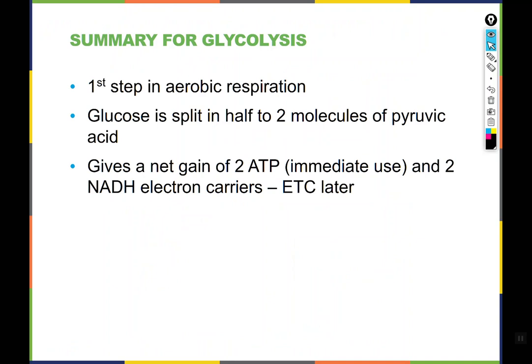All right, so the summary for glycolysis: it's the first step in aerobic respiration. You chop up glucose in half and then do some stuff to it, and that results in 2 molecules of pyruvic acid. The net gain is 2 ATP, because remember, you gain 4 ATP total, but you had to spend 2 to split glucose, so if you do the subtraction there, it equals 2. And you get 2 reduced NADHs, so those are going to have a total of 4 electrons between them, and those are going to be carried to the electron transport chain later.